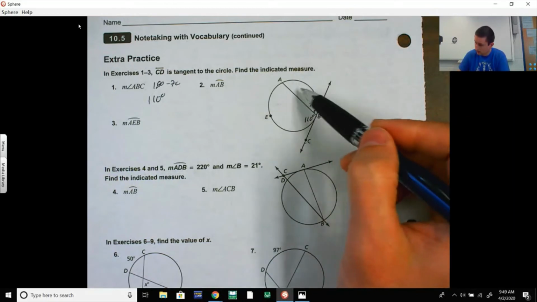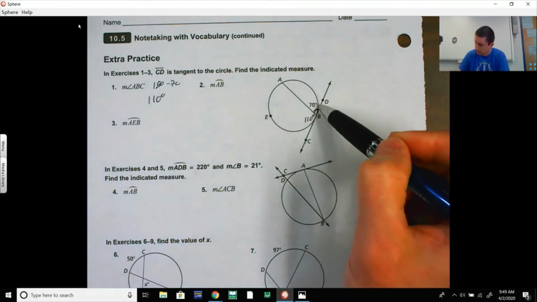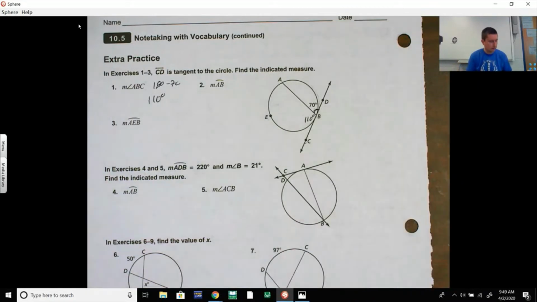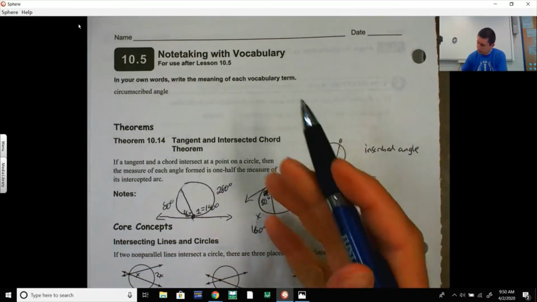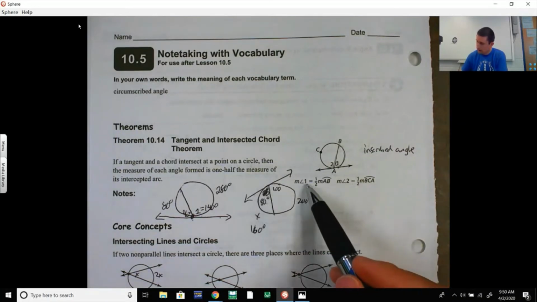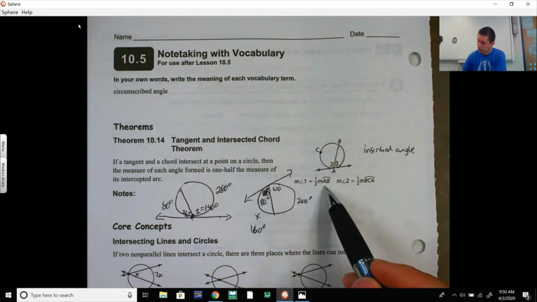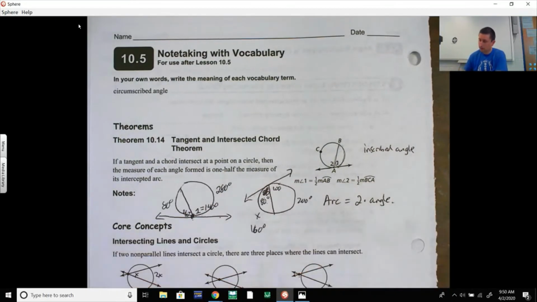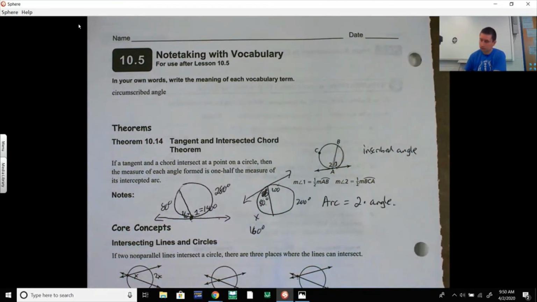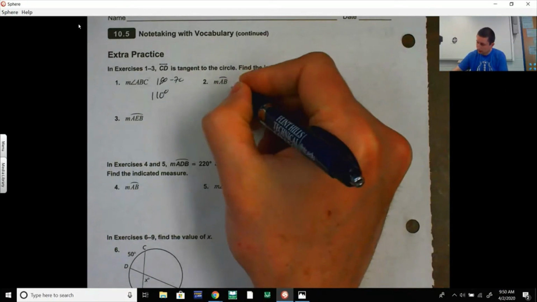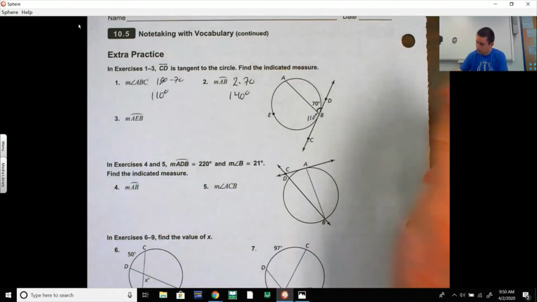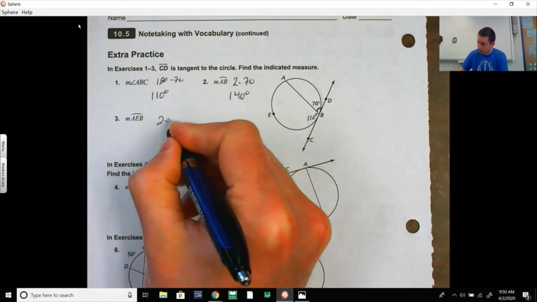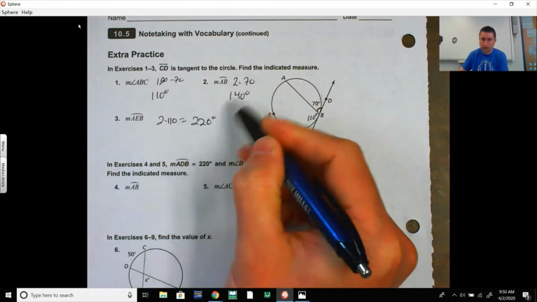Measure of arc AB. So AB is right here. Okay, so that's going to be twice. So we had our tangent intersected chord theorem, that the angle is half of the intercepted arc. So that means the arc is 2 times the angle. With the angle 70, the arc has to be 2 times 70, that's 140 degrees. AEB, same thing, 2 times 110, that has to be 220 degrees. Those two right there should add up to 360.